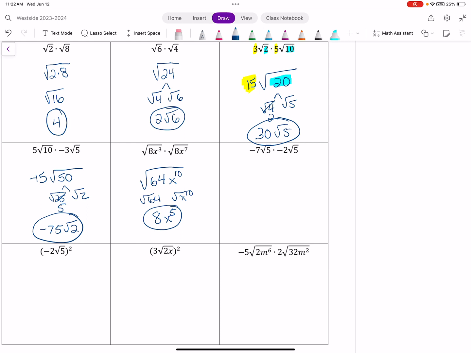Negative 7 times negative 2 makes positive 14 outside. 5 times 5 inside makes 25 inside. Well, the square root of 25 is 5, so 14 times 5 gives us an answer of 70.